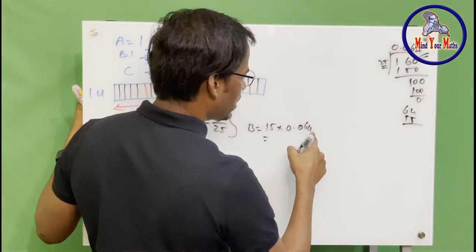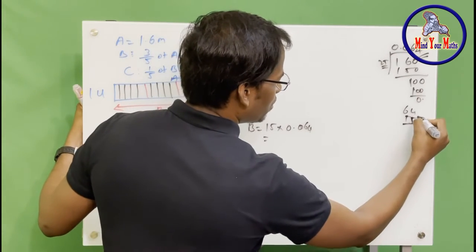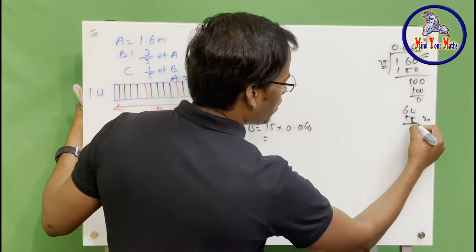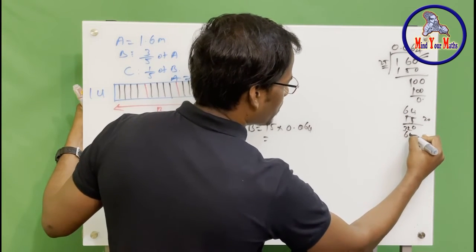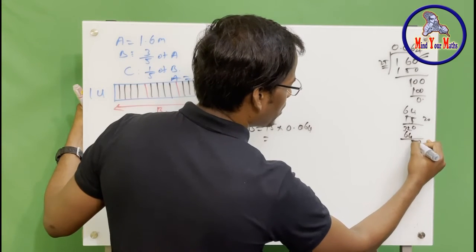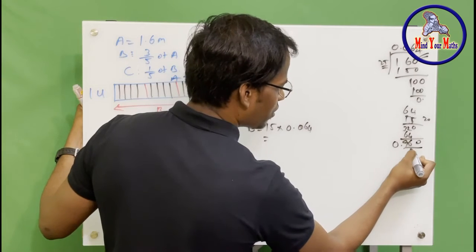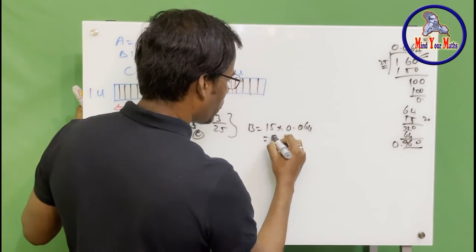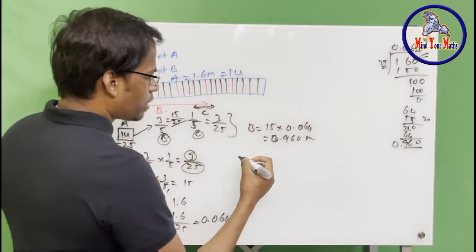We have 3 decimal points here, so you have to remember that. 5 times 4 is 20. 5 times 6 is 30, plus 2 is 32. 1 times 64 is 64. 6 and 9. So we have to put 3 decimals. So B is 0.960 meters, right?